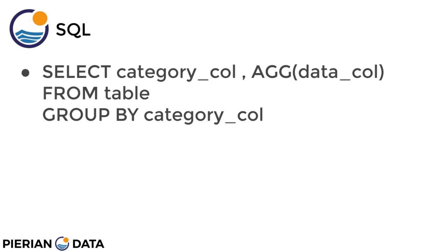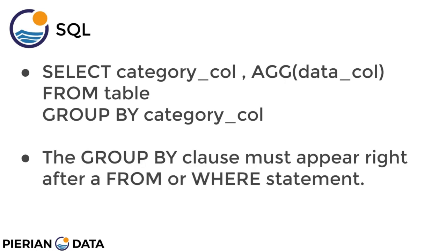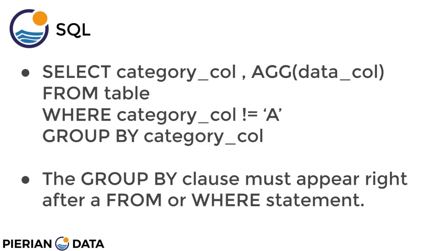So let's actually explore the general syntax. The most basic group by call looks like this. We select some sort of category column or something we've deemed to be categorical, and then we choose to perform some aggregate function on the data column. So AGG here is just some placeholder for some aggregate function on some data column. We select it from the table, and then immediately after that, we call group by that category column. So the group by clause must appear right after a from statement or right after a where statement.